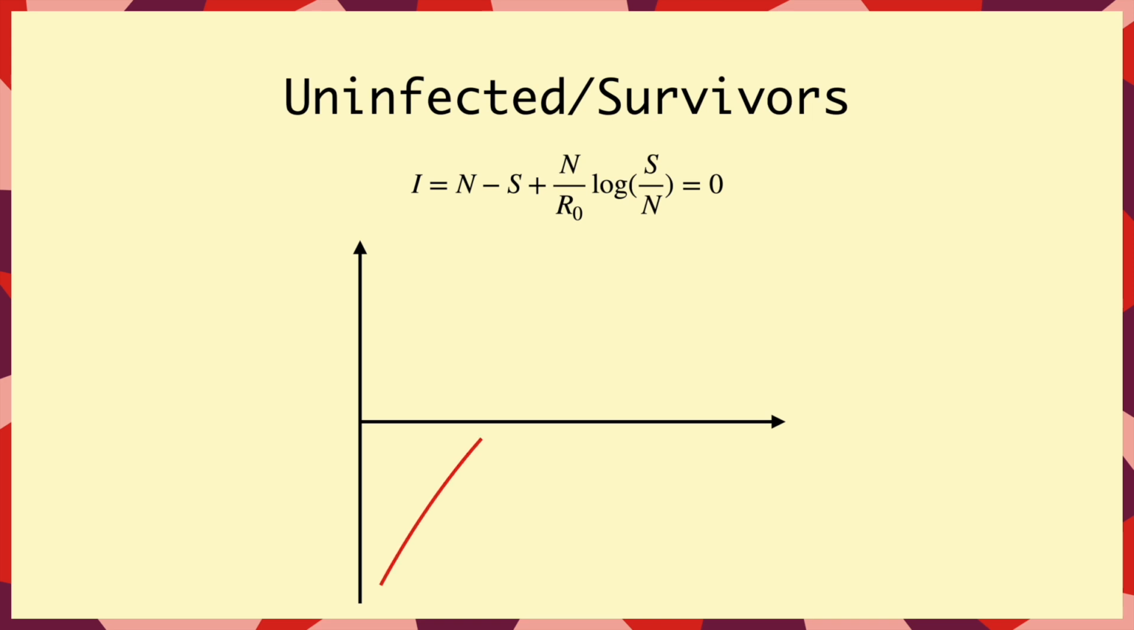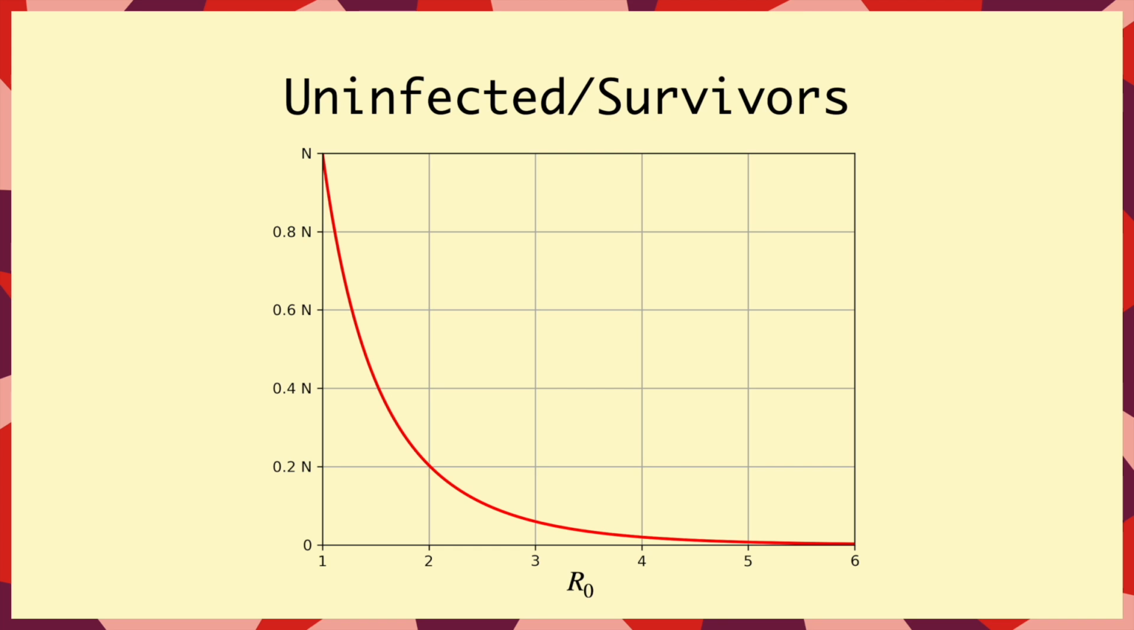Say this red line is our function, and we want to find the place where it crosses the x-axis. Then we can start with two guesses, one either side of the true value, and take the average of them. Then by looking at the sign of the function here, we know which side we need to look, and we can ignore the other one. And we can keep repeating this process until we converge to the true value. So doing that for lots of values of R naught gives us this graph.